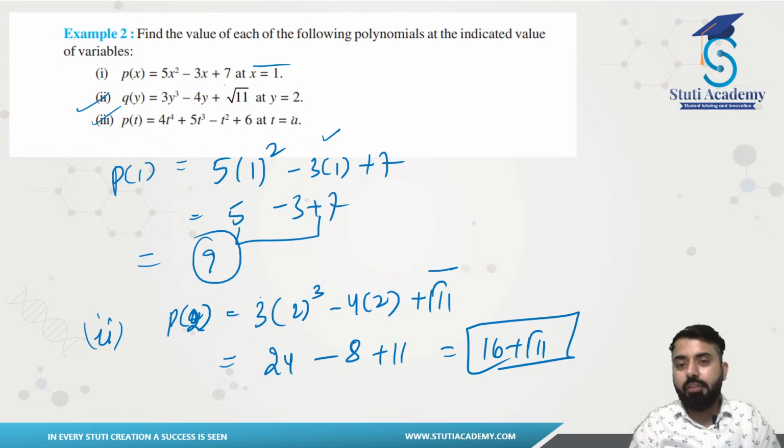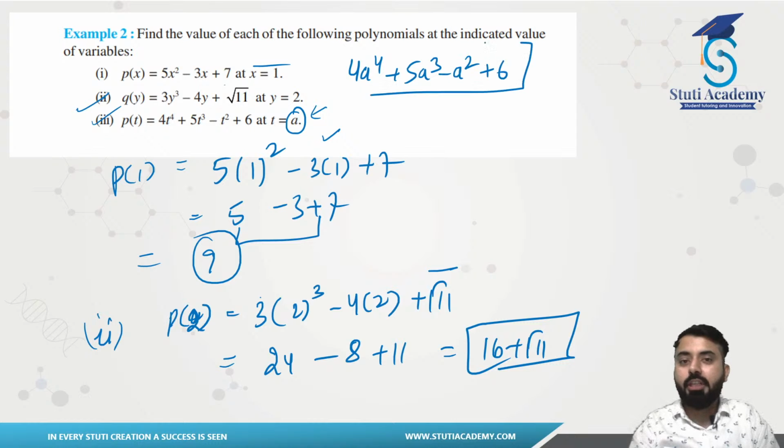Similarly, you can easily do this one. But in this case, you see you are replacing t with another value, which itself again is a variable. So its answer will be a variable itself. Your equation will be looking like this: 4 into a to the power 4 plus 5 into a cube minus a square plus 6. That will be the answer of your last part. You can just solve this one on your own and let me know if that is not the answer. This will actually be the answer here.